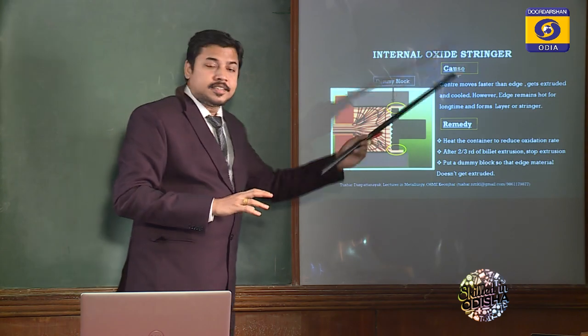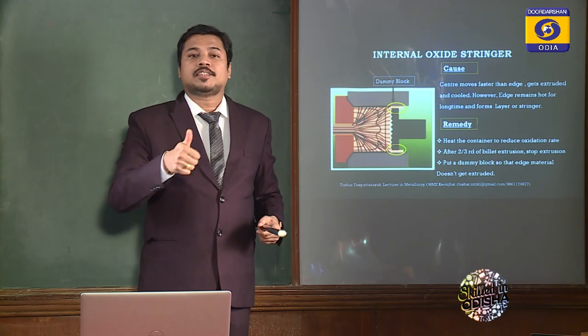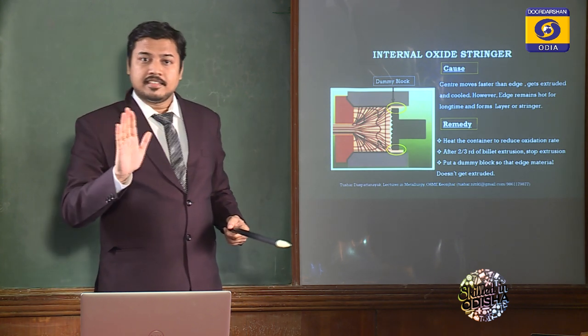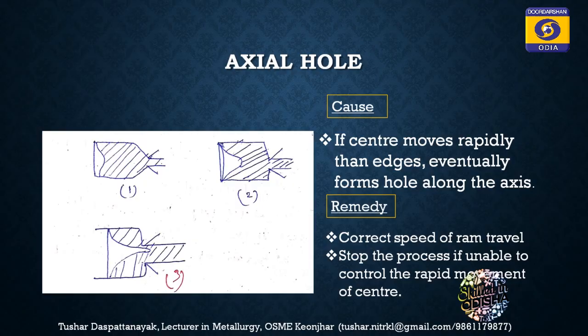So internal oxide stringer, cause and remedy we have discussed. Cause is center moves faster than the edge, so center gets colder faster than the edge gets oxidized. What is the remedy? Remedy is heat the container. Number 2 is after 2/3 of the billet is extruded, stop the extrusion. Number 3, which is the important one, put a dummy block so that the edge material doesn't get extruded during extrusion. Clear? We'll go to the next defect, that is axial hole.